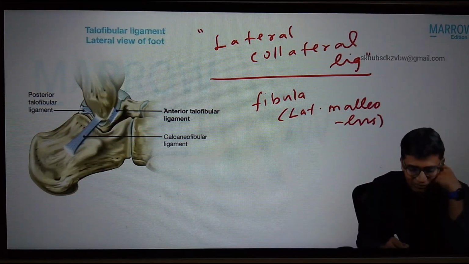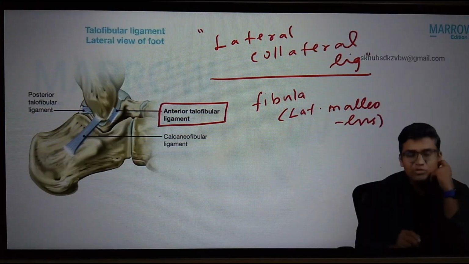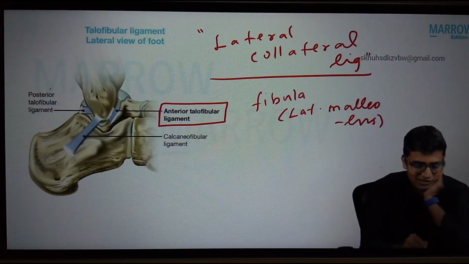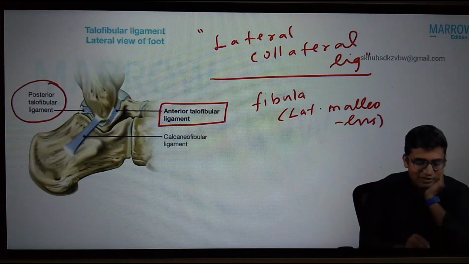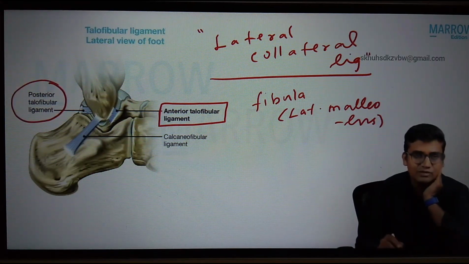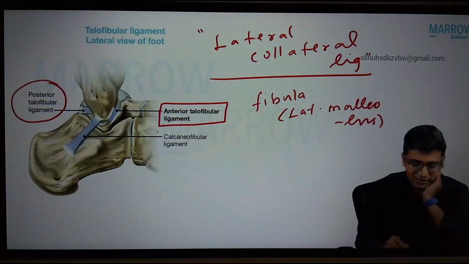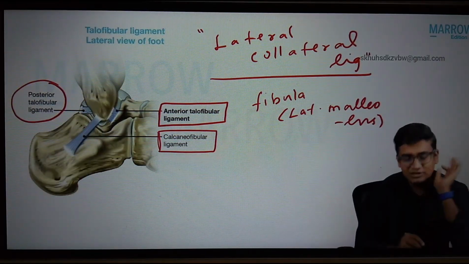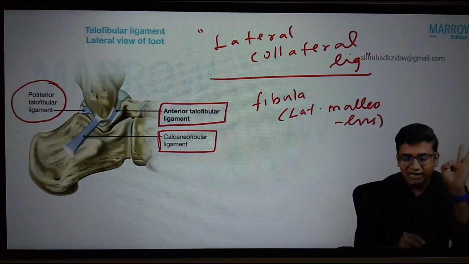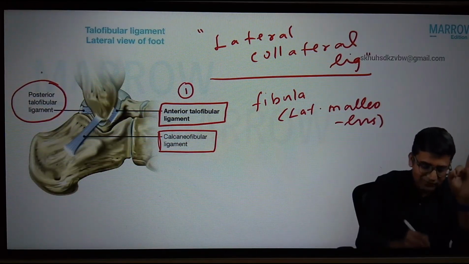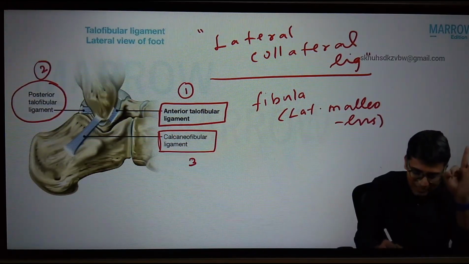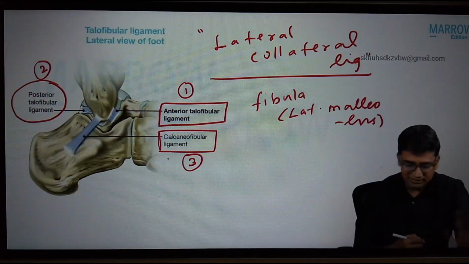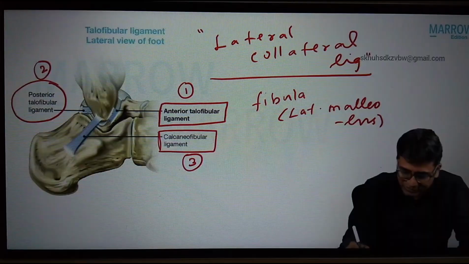From there, it comes to talus bone, the front side, anterior talofibular. From the lateral malleolus, it comes to talus bone on the back side, posterior talofibular. Now from the fibula, it comes to calcaneum bone, calcaneofibular. So these three are the parts of lateral collateral ligament: anterior talofibular, posterior talofibular, and calcaneofibular. These three ligaments. Last point, that's all about this topic, ankle joint.